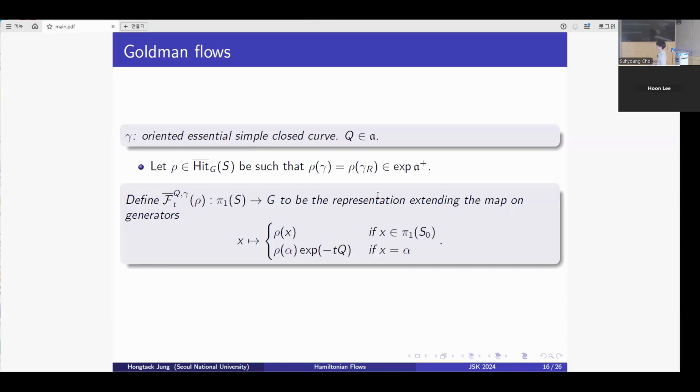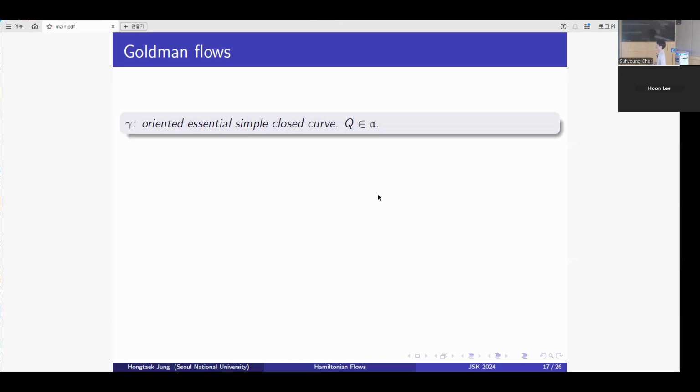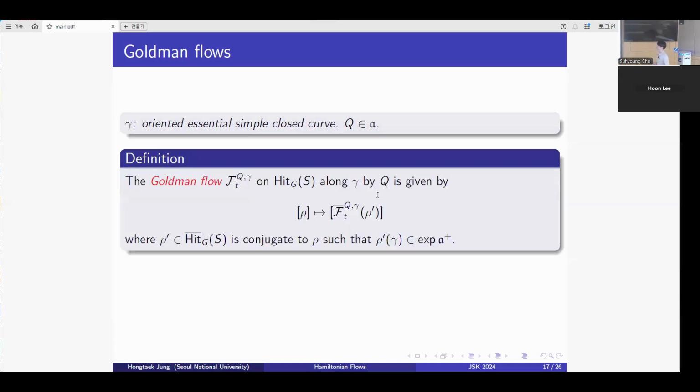To define a new representation, we just specify where each element is mapped. For example, if your x is coming from the original subsurface, you just do nothing. And if your x is the extra generator, we send it to rho of alpha multiplied by the exponential of minus T of Q. You can check that this map respects the extra HNN relation. So this extends to a representation of pi1 of S into G.